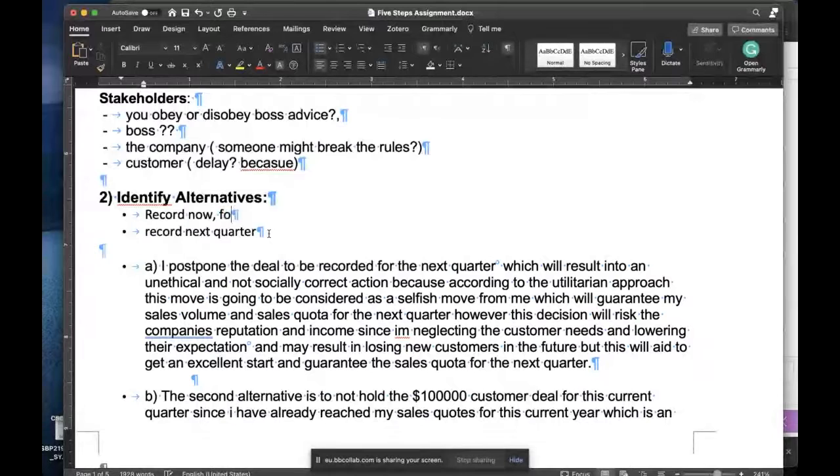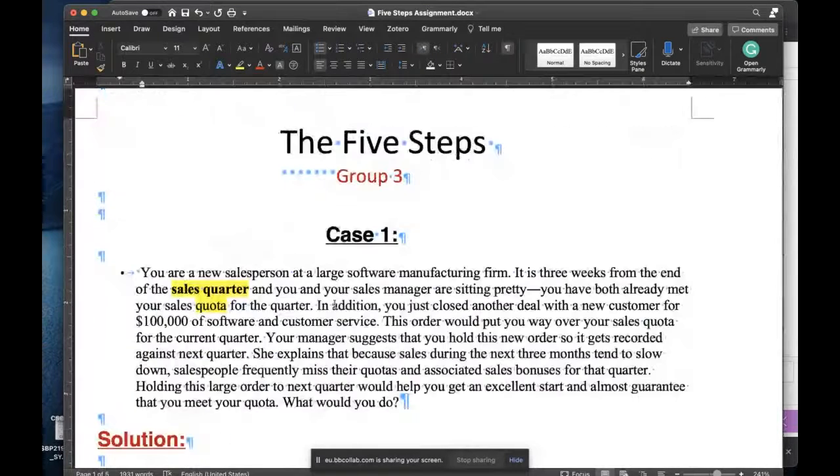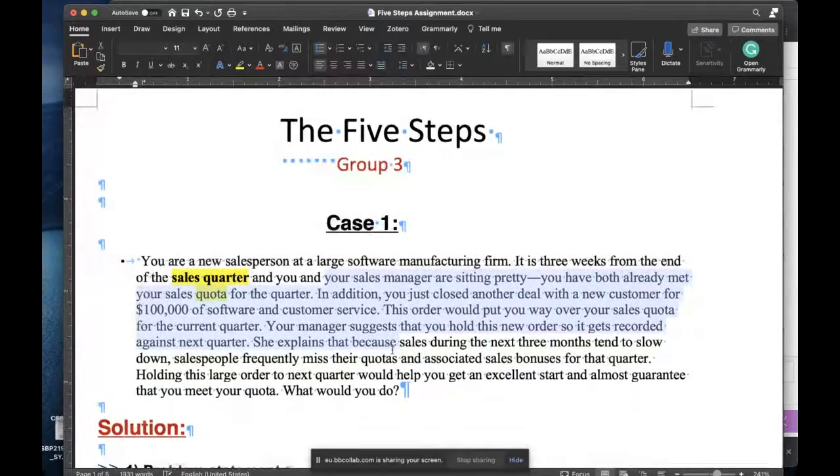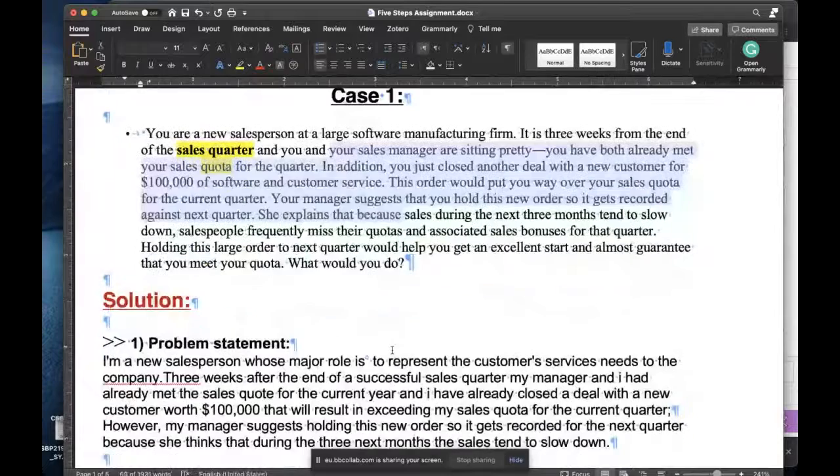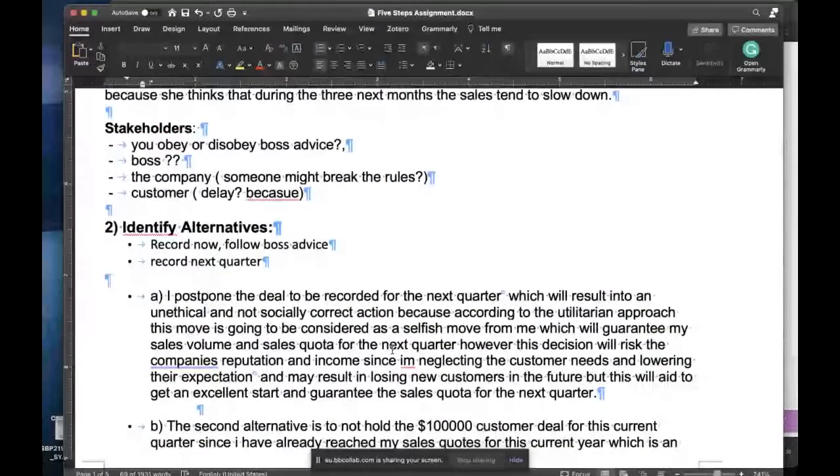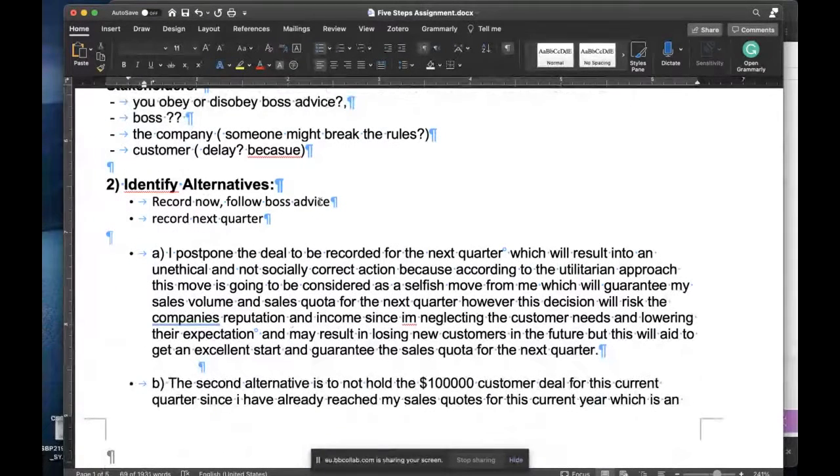Record now, follow. No, we do have another alternative. From here, I don't see you have other alternatives. What other alternatives? We have two alternatives. The first one is to listen to the manager. That's in our B alternative. And the A is not to follow the manager because to satisfy his own service and delay the customer.